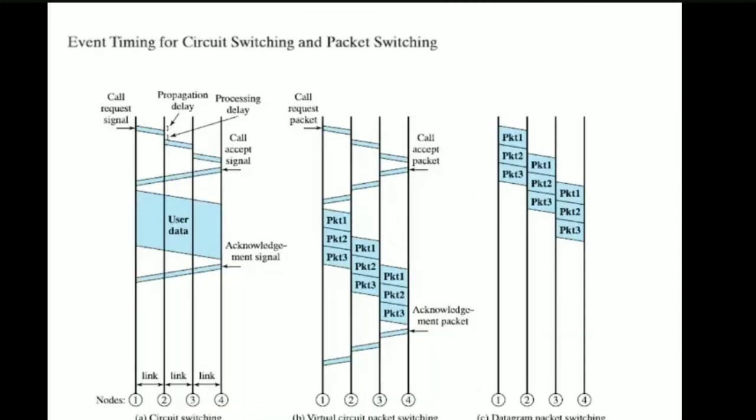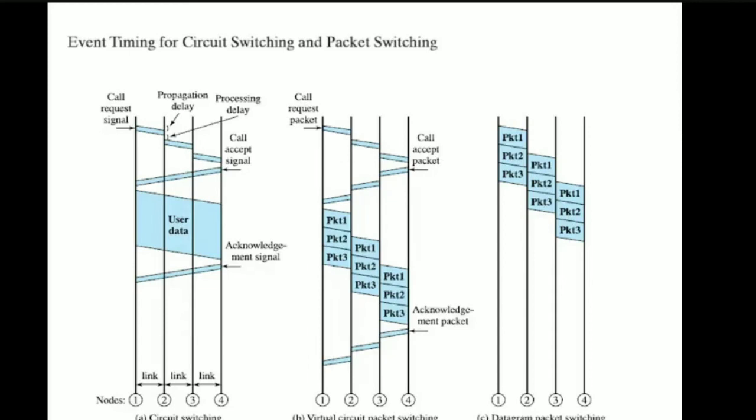Okay, if you see here, we have event timing for circuit switching and different types of packet switching networks. The first is for circuit switching, the second is for virtual circuit packet switching, and the third one is for datagram packet switching. So we are going to see the comparison between circuit switching and packet switching, and in packet switching, again virtual circuit packet switching and datagram packet switching.